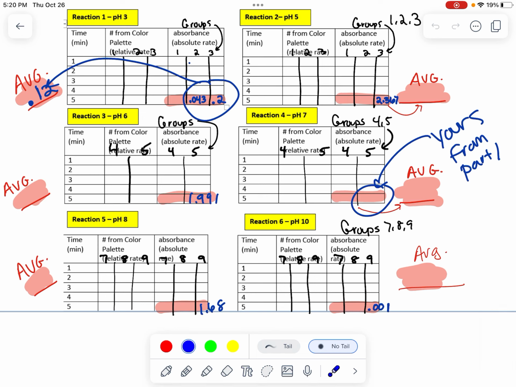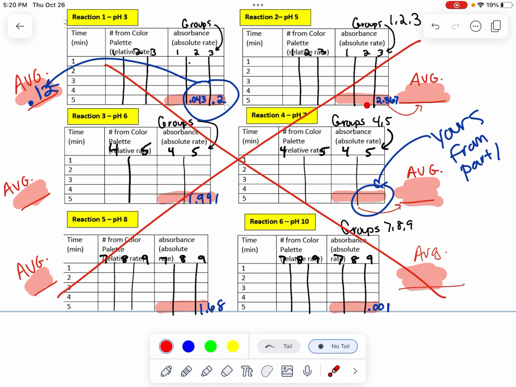So for this page, as long as you have the 2 pHs or the one, for some of you that you just have your group data for whichever one you did, that's fine. You don't have to have this whole thing filled out. And I think I'm going to just scratch this. I hate to do it. I want you to use your own.